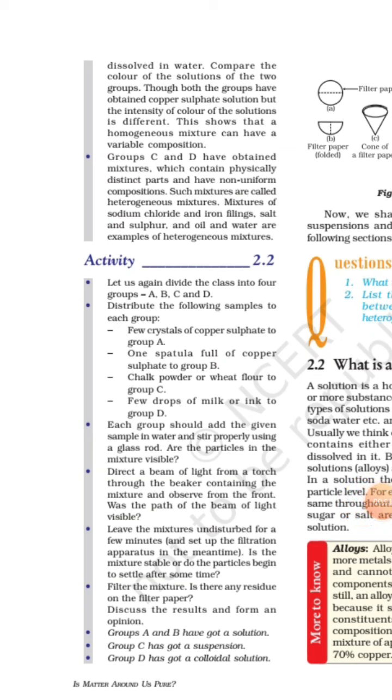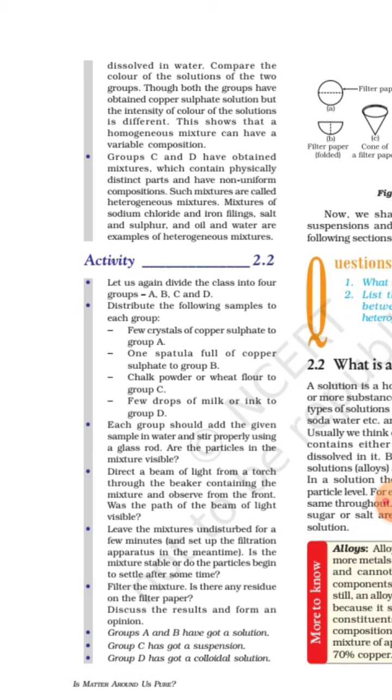Good morning, students. In yesterday's video we saw that we did an activity and divided the class into four groups, right? We took group A, then group B, then group C and group D. We saw that in case of groups A and B, the mixture obtained is a homogeneous mixture, and in case of groups C and D, we obtained a mixture which contains physically distinct parts and non-uniform composition. Such mixtures are called heterogeneous mixtures.